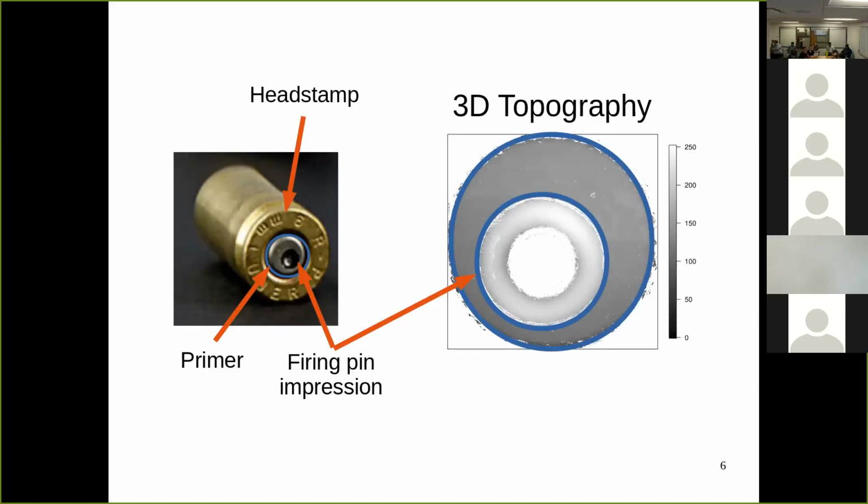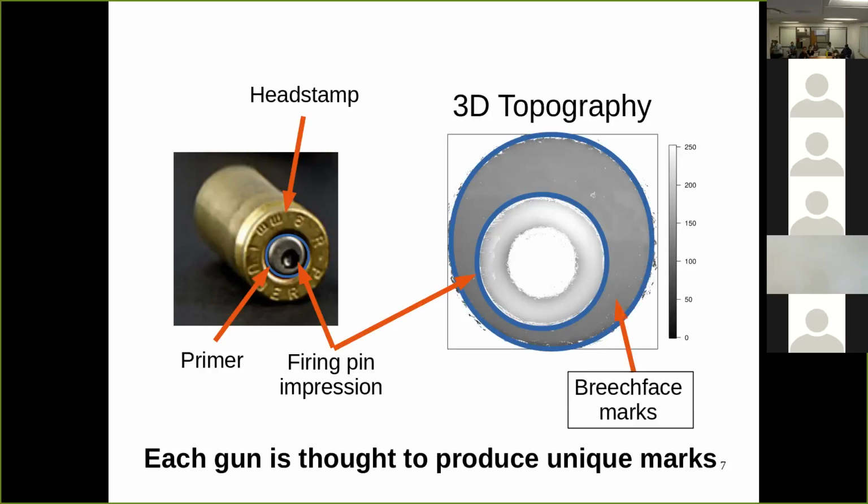So the dark values would be small values of depth, meaning shallow areas, while the light values are high values of depth, meaning deep areas. In this particular image, you can see that the primer area where the breech face marks are is shallower, so you get darker values, and then the firing pin impression has lighter values, so it's deeper, which makes sense. So again, these are the breech face marks that I've marked out.